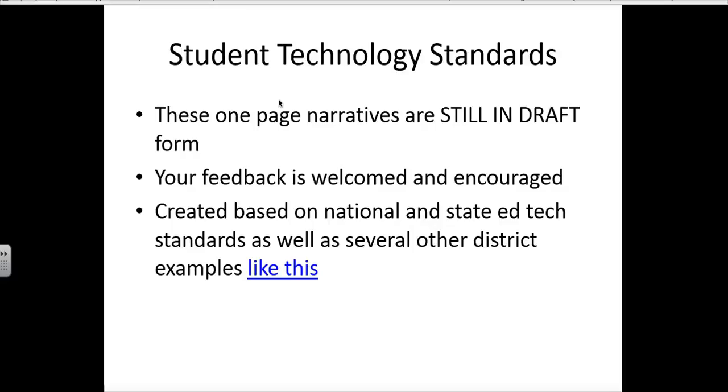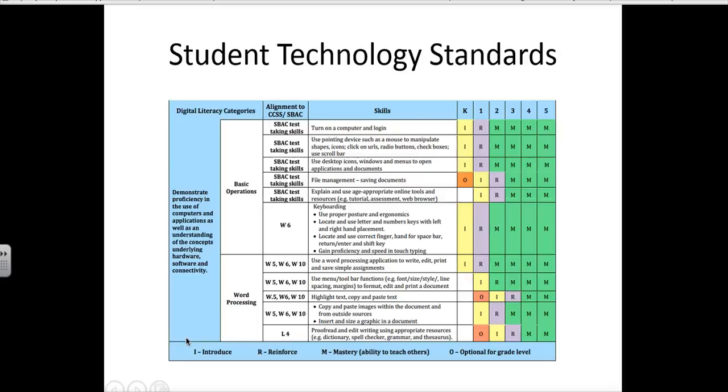I looked at what standards other school districts had created, and they look something like this. So this is an Excel spreadsheet, and this is what many of the districts use. They use Excel spreadsheets or very long checklists that are divided into these categories, typically 4 categories. So one is basic operations, one is word processing, another category is digital citizenship, and another category is research.